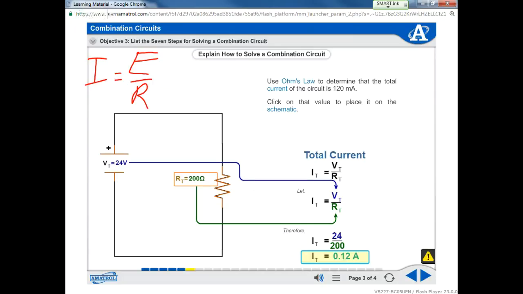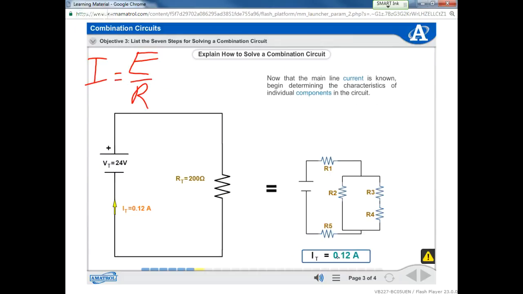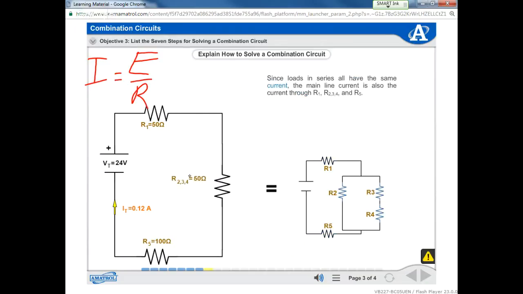Now that the main line current is known, begin determining the characteristics of individual components in the circuit. Click on the equivalent resistor R sub T to split it back to the 3 resistors that it represents. So we went all the way to the front, now we're going to go all the way to the back. Since loads in series all have the same current, the main line current is also the current through R sub 1, R sub 2, 3, 4, and R sub 5. Click on the main line current, I sub T, to assign that value to the series resistors.